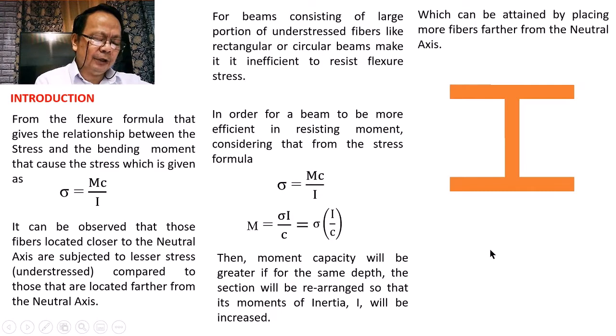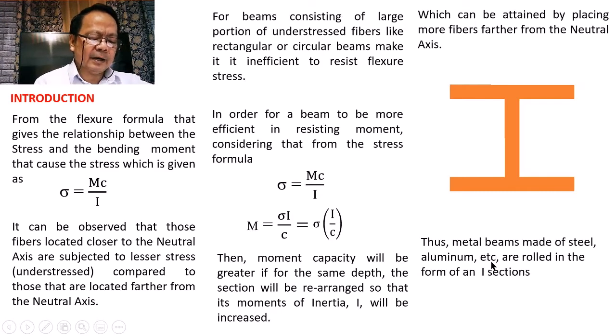At ito nga yung ginagawa sa mga metal beams that are made up of steel or kaya aluminum. They are rolled in the form of an I section para mas maraming fiber ang nailolocate farther from the neutral axis, and with this section, they are able to resist more loads. At ang ganitong klaseng section, ito yung tinatawag nating economical section.